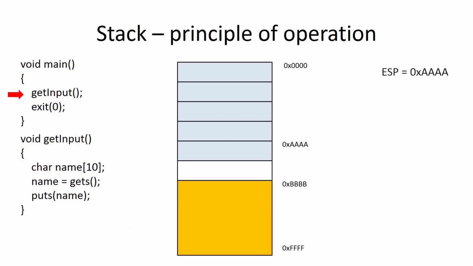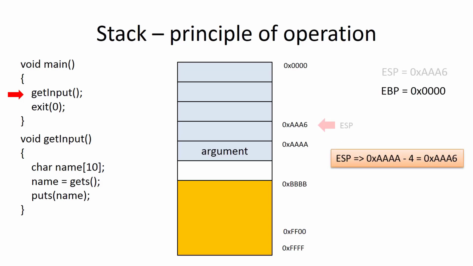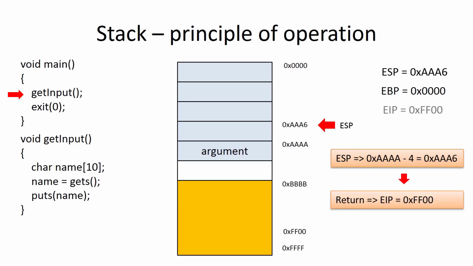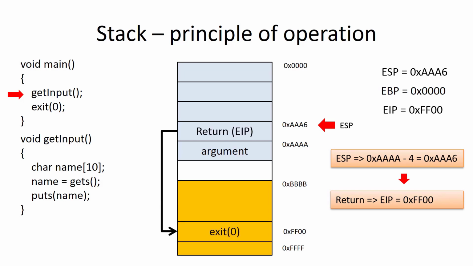When function getInput is called, the stack is created, and the stack pointer contains the address of the last element in the stack. As the first element, we place the argument of the getInput function. In our case, we don't have an argument, but anyway, the place is reserved in the stack. The base pointer is set to 0, and the instruction pointer contains the address of the next instruction to be executed. Then ESP is decremented and points to the second element in the stack.